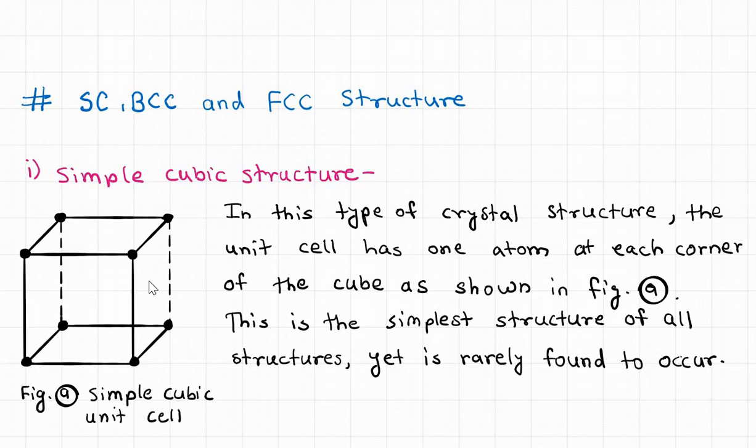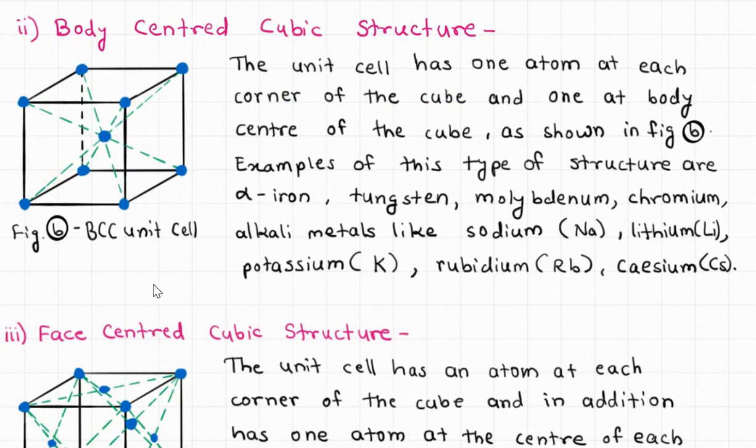So the first one is simple cubic structure. As shown in figure, in this type of crystal structure, the unit cell has one atom at each corner of the cube. This is the simplest of all structures. It is rarely found to occur. Second is body centered cubic structure. In this type of crystal structure, the unit cell has one atom at each corner of the cube and one at the body center of the cube as shown in figure.